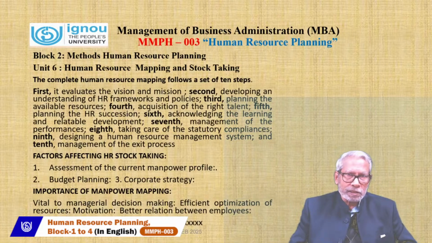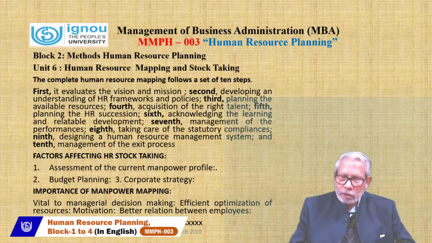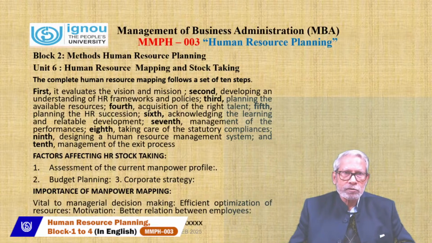Now some steps are there. There are 10 steps: first, second, third, fourth. There are so many steps. First, you have to evaluate the vision and mission. Then you have to prepare some of the policies for that. Then some planning for what resources you have. Then how to acquire the right talent, maybe through the recruitment process.